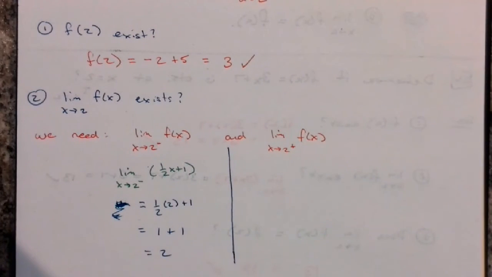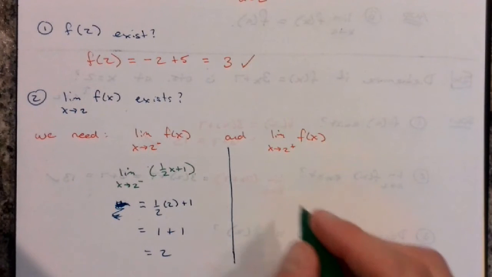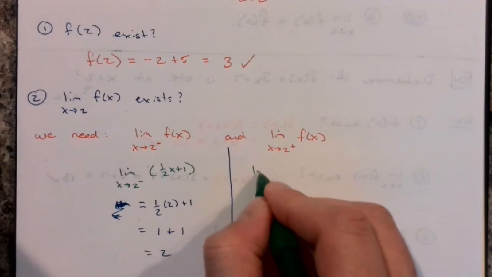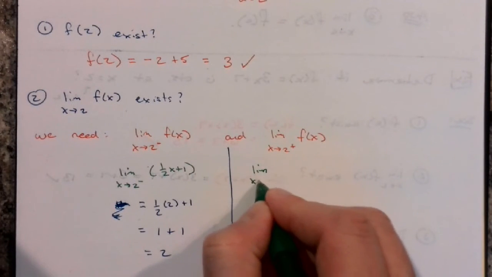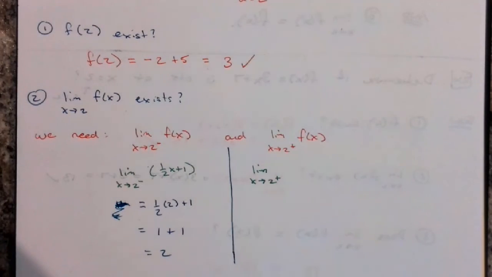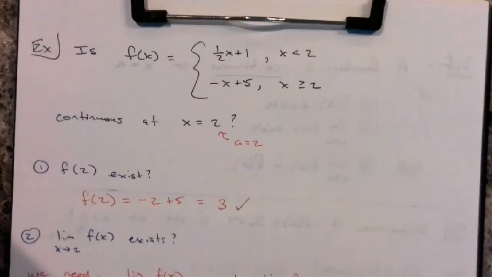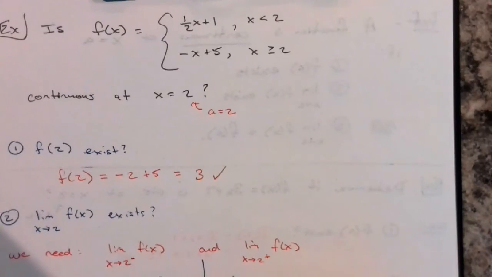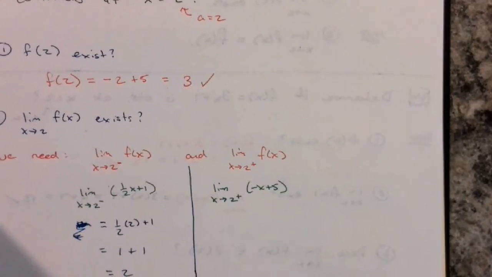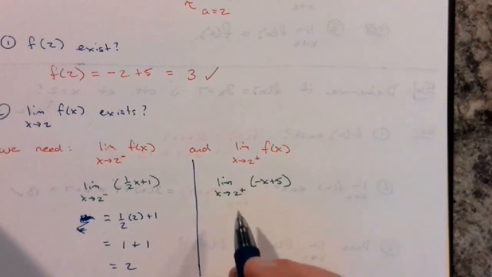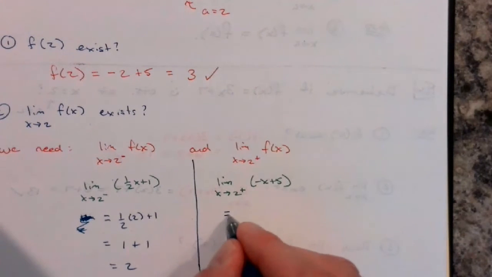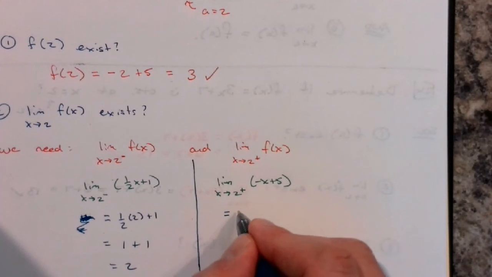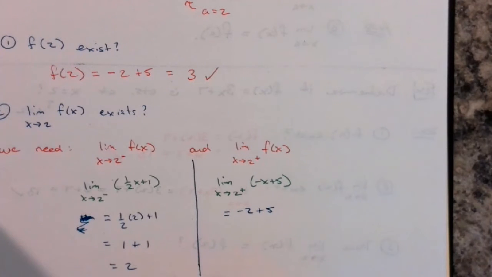And now we'll do the same thing for the right side. This is going to be the limit as x approaches 2 from the positive side, or the right side. Remember that plus means the right side. And for the right side, we're using this function because this is where the x's are greater than 2. So this would be negative x plus 5. Since we know that 2 is in the domain of this, we can substitute it in right away. So it's negative 2 plus 5, and we know that equals 3.